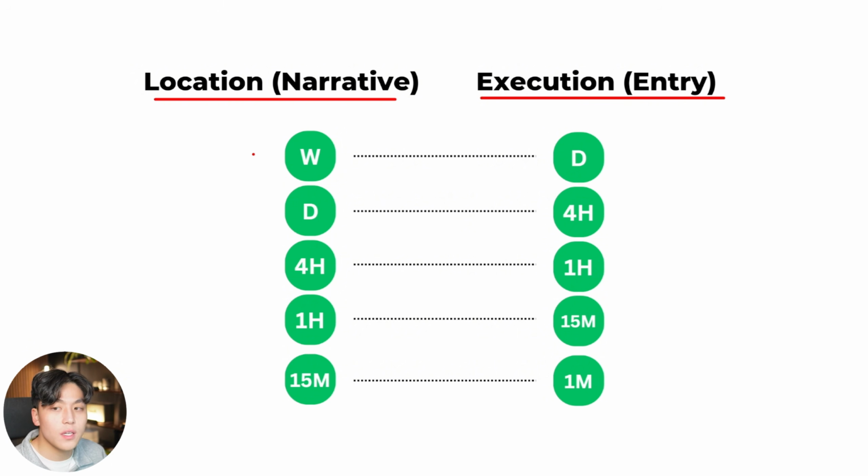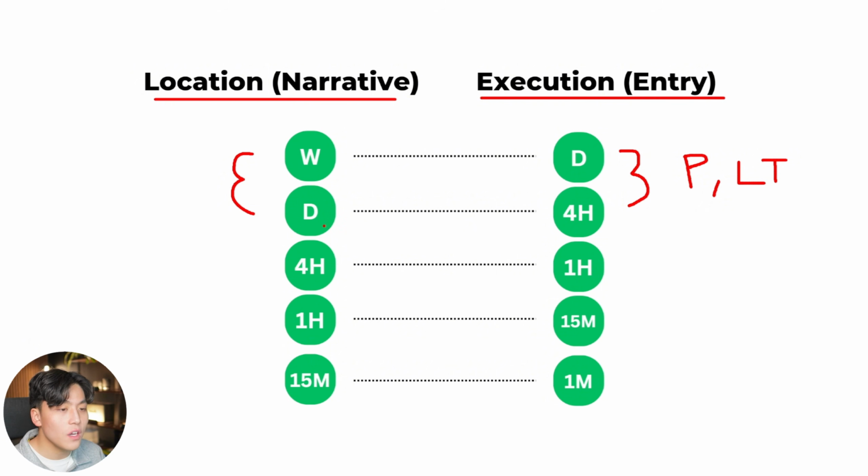So for example, let's say we have a narrative on the weekly and the daily time frame. What does this mean? That usually means we're on the higher time frames, and where do we want to execute? We want to execute on the daily and 4 hour time frame. So this is specifically for position trading and long-term investments. You're really not going to be using this if you're day trading, more position trading and long-term.